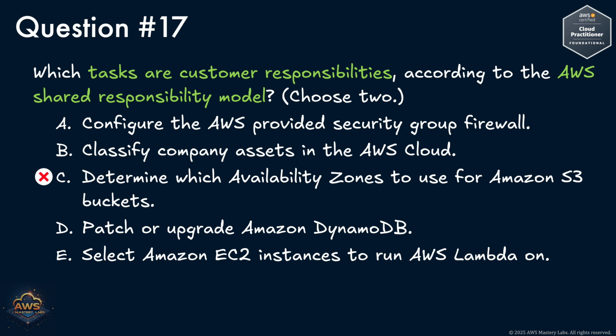Option C. Determine which availability zones to use for Amazon S3 buckets. Amazon S3 is a regional service, meaning its data is automatically stored across multiple availability zones in a region. Customers don't manually pick specific AZs for S3 buckets. This behavior is abstracted away from customers by AWS. Incorrect, because customers cannot choose availability zones for S3 buckets. AWS handles this distribution automatically.